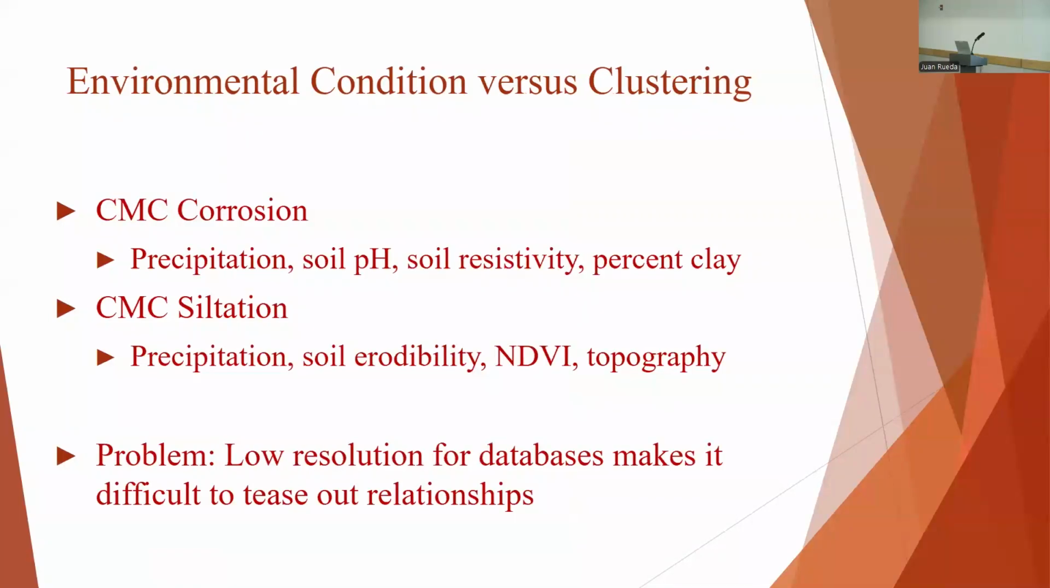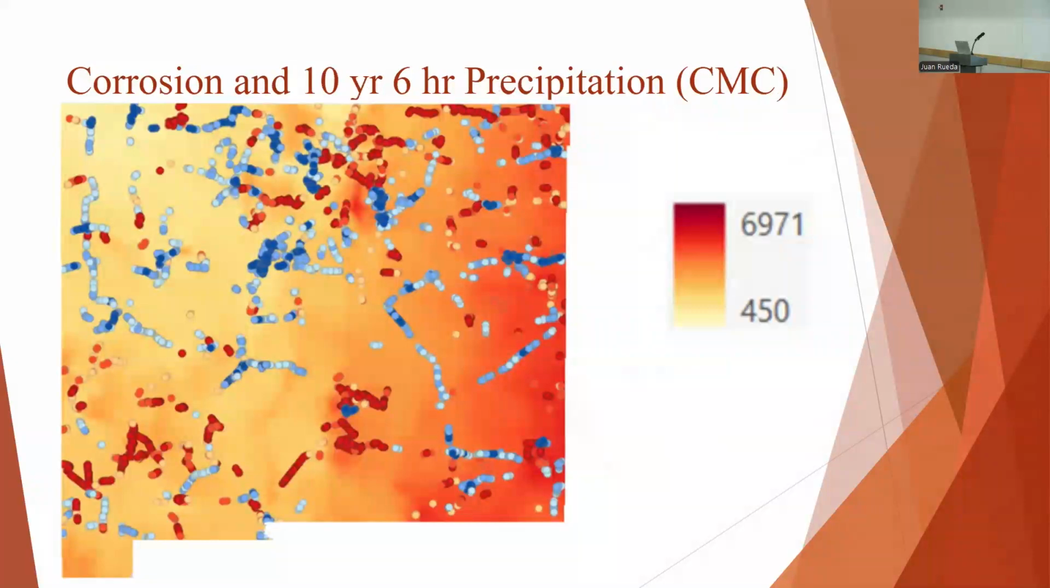So we wanted to look at some environmental conditions, maybe with the clustering, to see if there's any kind of relationships. And we focused in on corrosion and siltation. Corrosion is caused by precipitation, soil pH, soil resistivity, clay. Siltation, obviously caused by precipitation, soil erodibility, the extent of vegetation, and then obviously slope or topography. The problem we ran into is all of these databases have really low resolution as far as pixel size, so it's pretty hard to tease out some relationships. But I thought I'd just show you a couple here.